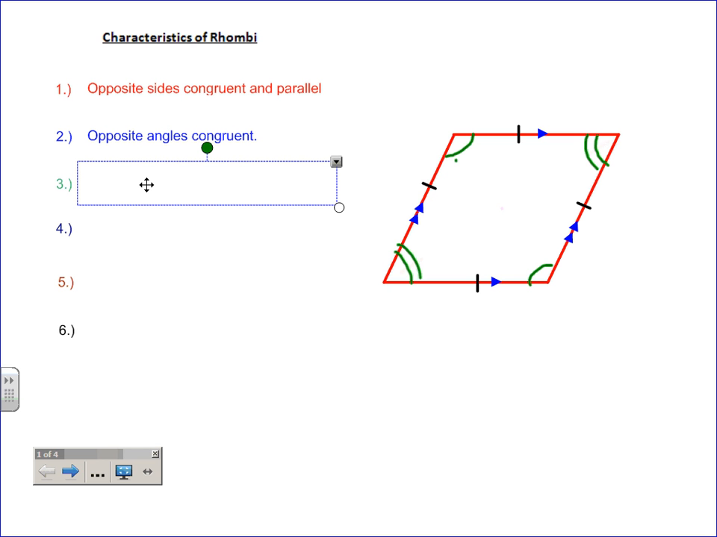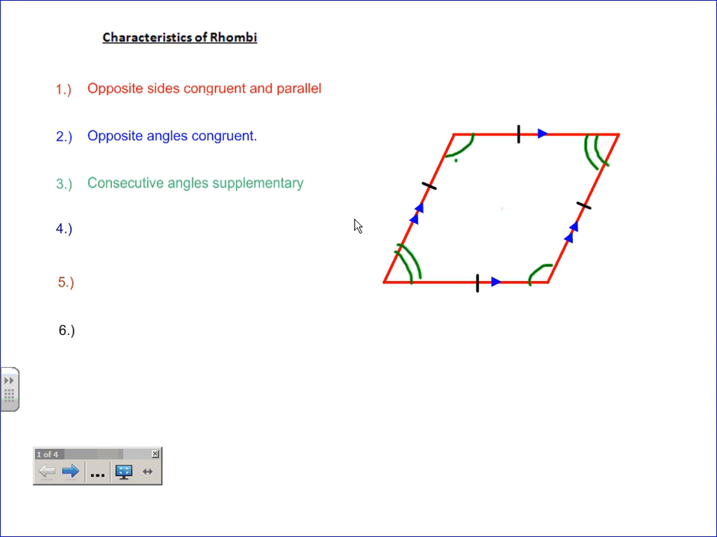Let's see if this one's a little bit longer here. It's consecutive angle supplementary. Oh, I think that's what we just did. We had 120 and 60, 120 and 60. They were all supplementary. Again, remember, if I gave you a quadrilateral where the consecutive angles were supplementary, though, you are not guaranteed it's a parallelogram because it could be a trapezoid. But if I give you a parallelogram, you do know that the consecutive angles will be supplementary.